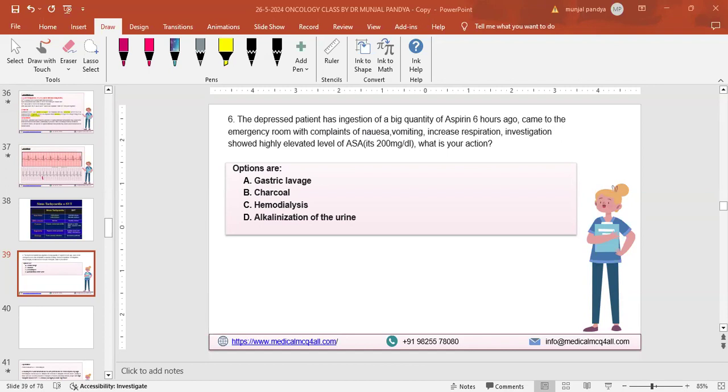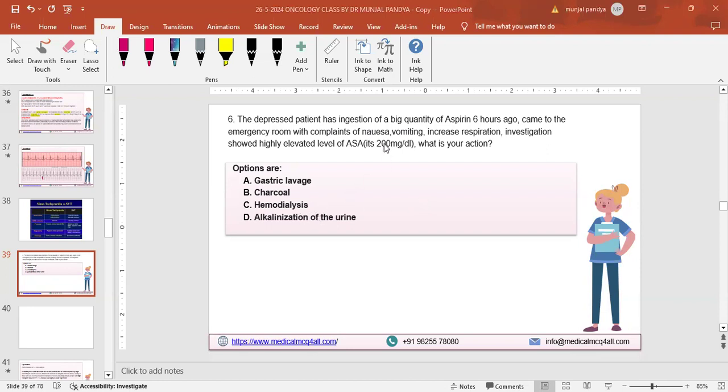So actually, for poisoning with aspirin, it is better to have alkalization of the urine, but in this case the salicylate is also elevated. So I think it's better to have hemodialysis. So you were supposed to answer alkalization of urine, not hemodialysis? Like it's mentioned, highly elevated level of ASA, so I thought to do hemodialysis. No, no, otherwise I would not have asked. Your answer is correct. I'm not refusing.